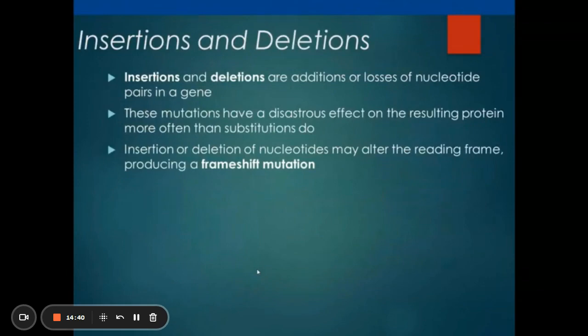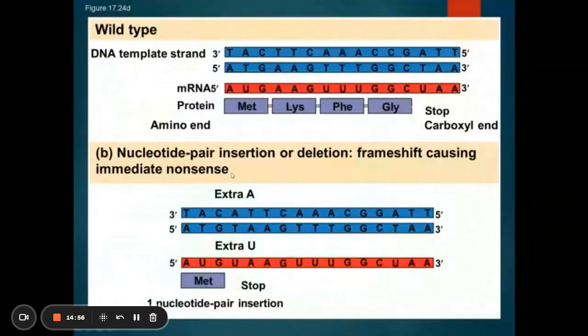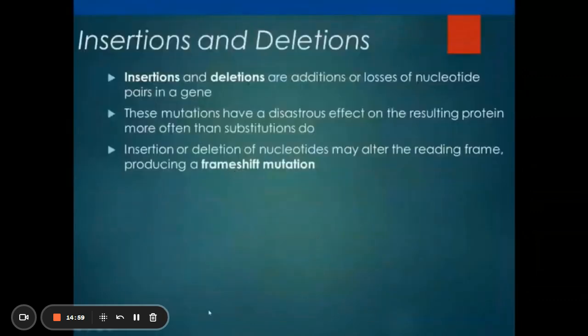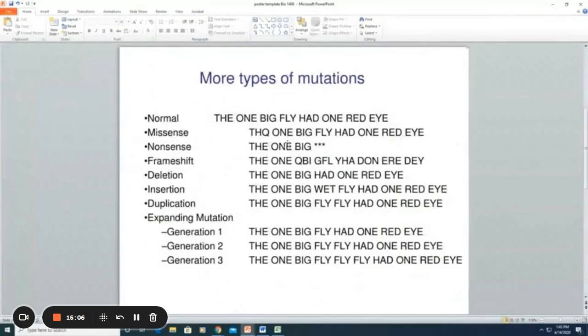All right, now insertions and deletions are way more tricky because now we're going to be either adding or losing a nucleotide. And the reason why these ones are tricky is because we're going to basically alter what's called the reading frame. So I'm going to pull up another picture. If this was my normal sequence and these were my amino acids or mRNAs or whatever, but it read this way, the one big fly had one red eye, right?